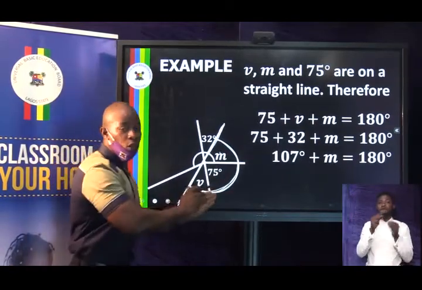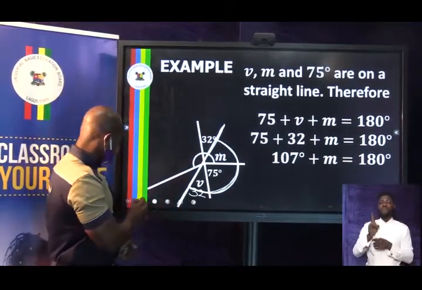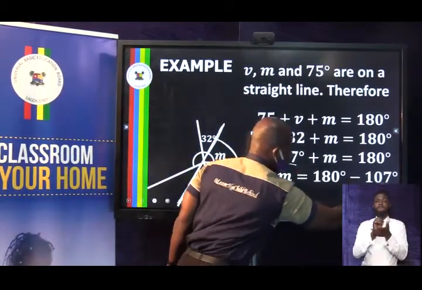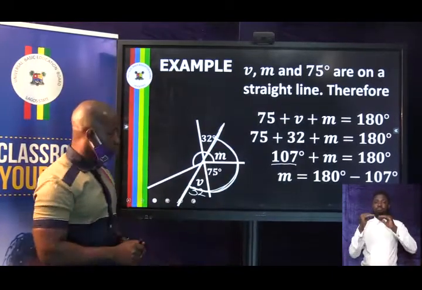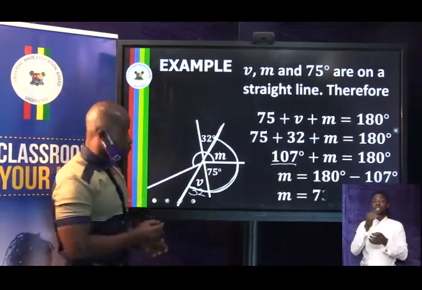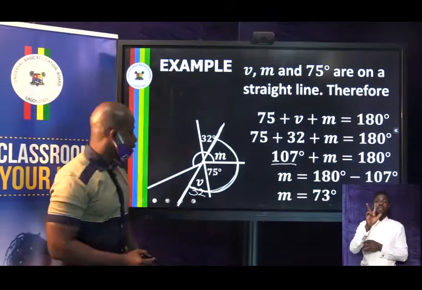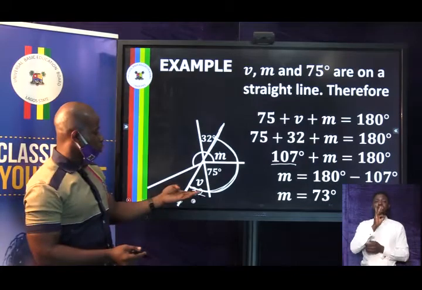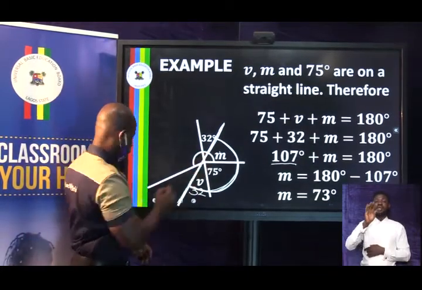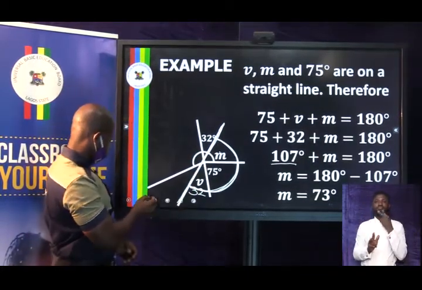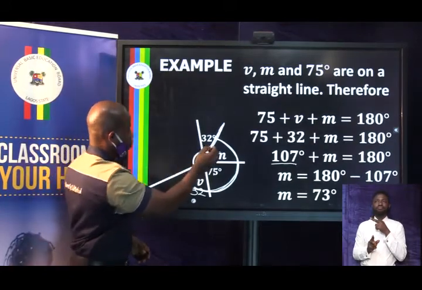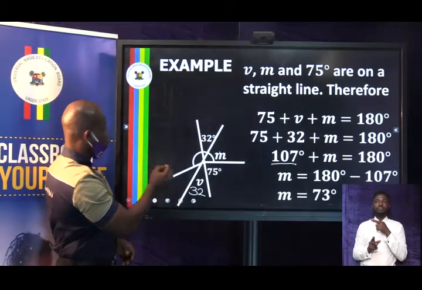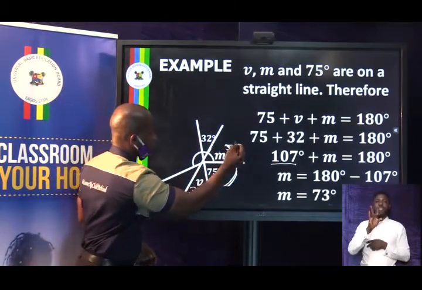Then you have to move the numbers to the right so that you can find m. And that's exactly what we're going to do. Remember that 107 we change to minus 107 across the bridge. So now all you have to do is just do the subtraction, my friend, and you will get 73, telling you that your m is 73 degrees. So we got v to be 32, and we got m to be 73. So we got m to be 73 degrees.